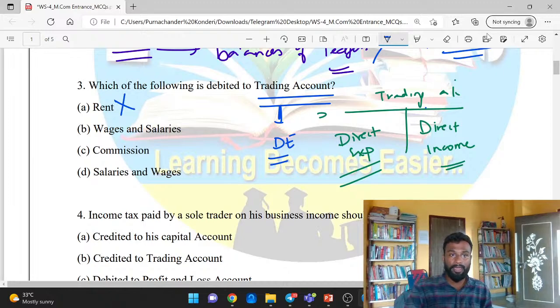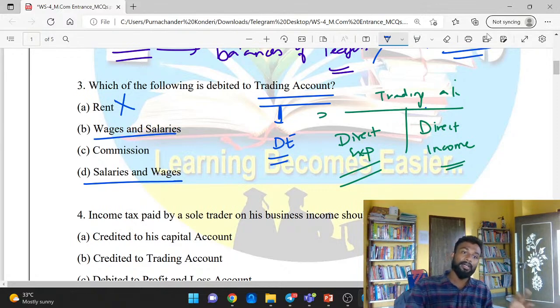See, here we are getting a bit of confusion. Wages and salaries, and salaries and wages. Which do we have to consider? The first item should be direct expense. Since in wages and salaries, wages is considered as a direct expense, we opt for the option wages and salaries. Yeah, guys, is that okay?